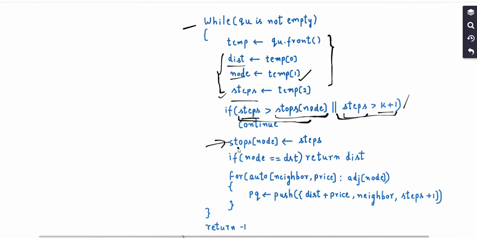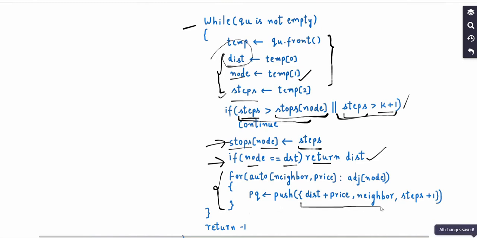Otherwise, I update the stops array to the new steps which I have here, and here I have to check if the node which I have here is the destination node. If it is the case, then the distance corresponding to that node is the minimum distance to reach that node, because that's what Dijkstra guarantees. Then I will explore its adjacent nodes, and I will push the corresponding tuple for those nodes.